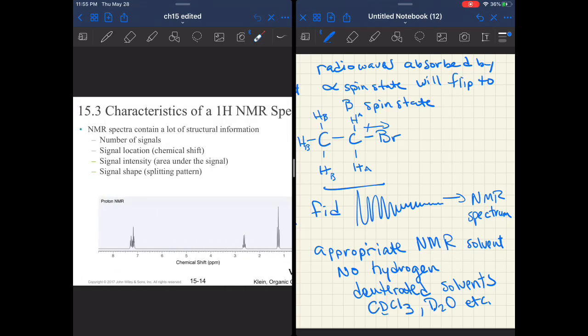In the next video, we will get into characteristics of the actual NMR spectra, and we will talk about the number of signals, signal location, and intensity. And then in video 3, we will get into that signal shape.